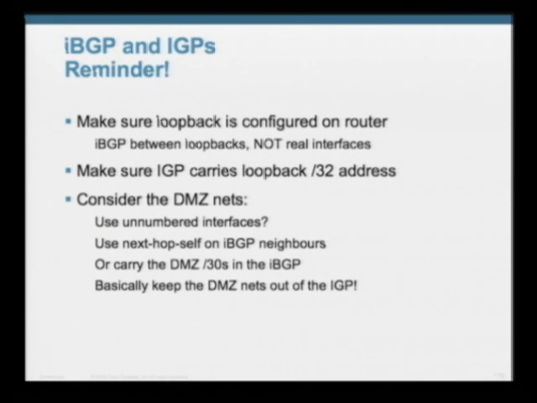So for iBGP and IGP reminders, use a loopback on the router or some other interface that you can't physically remove or shut down or whatever else, and run iBGP between it, because that way you get a stable iBGP setup. I mean, if your network is only one LAN, and you've only got routers on that one LAN, then you probably don't need loopbacks, because you just run the iBGP on the LAN interfaces.